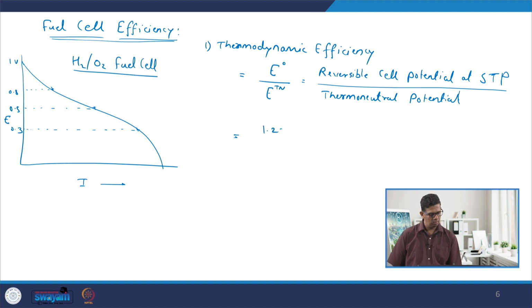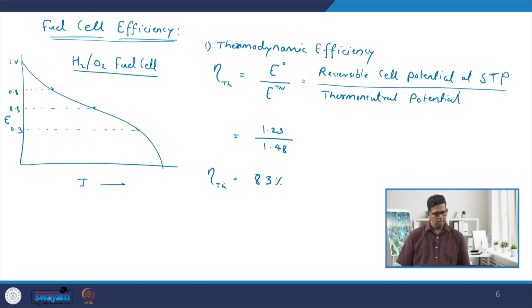So this is 1.23 divided by 1.48, which comes to roughly 83%. This is my thermodynamic efficiency, denoted by eta subscript Th, and it is a constant number. What it means is that out of the maximum energy available, which is 286 kilojoules per mole, that is the enthalpy, we can expect only 83% to be available for our other usages. That is what the thermodynamic efficiency means.